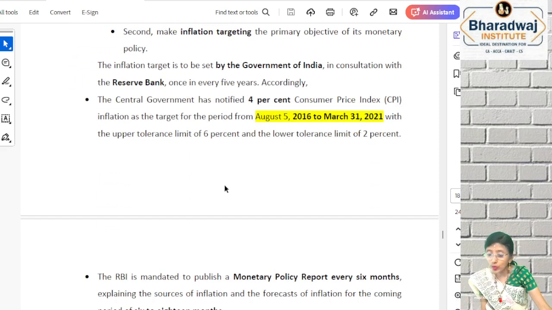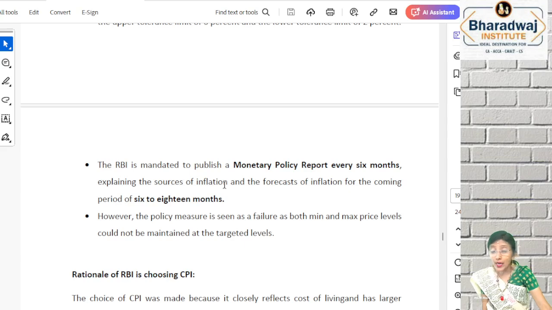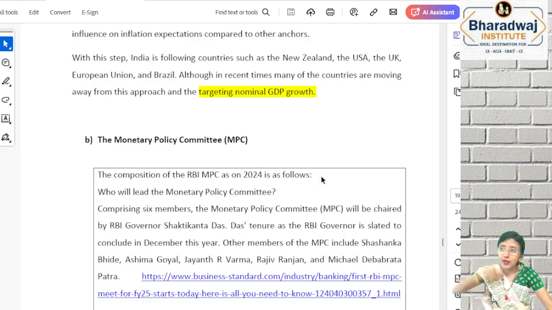We follow the consumer price index method, and RBI has to publish a monetary policy report every 6 months. Once you are following this method, there is the source of inflation, and it has to make a forecast for 6 to 18 months. RBI has to present a report, and this inflation target will remain for 5 years. Once in every 5 years it will be revised. Now what we have is 4 with the 2 and 6 band, and that will be there for 5 years, and again it will get revised.